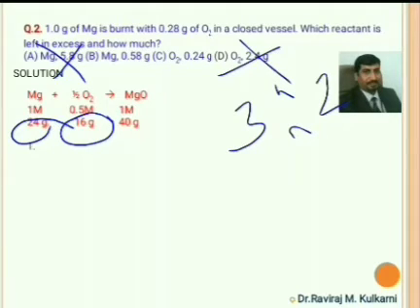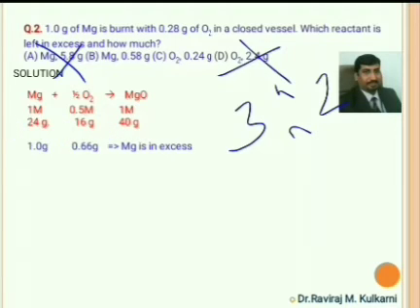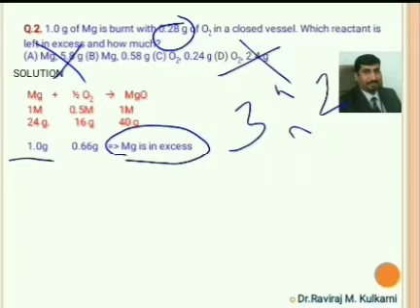But we have only 1 gram of magnesium. So how many grams of oxygen is required? 0.66 gram of oxygen. But we have only 0.28 gram. So which is in excess? Magnesium is in excess. See, 1 gram of magnesium requires 0.66 gram. We don't have 0.66 gram of oxygen, so magnesium will remain as a reactant. Okay, it's left in excess. So option B is correct. You can stop here itself in the exam, but still if you want to solve this, okay, we'll complete this.